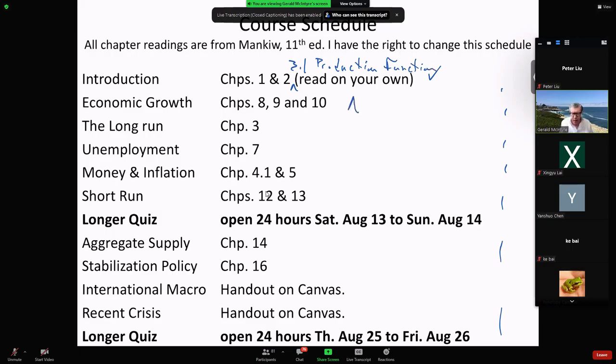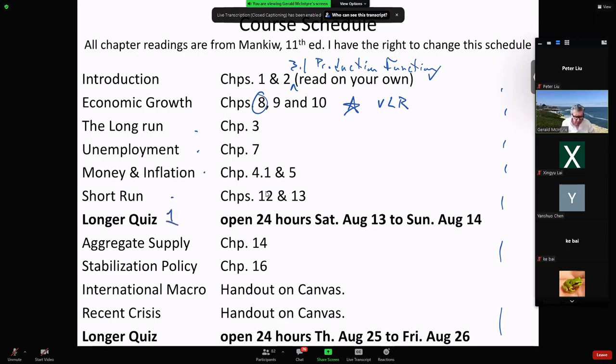But really, we're starting here, okay? And our start will be chapter 8. This is economic growth. This is what I call the very long run. In a way, we're working backwards. We're looking at the time period of 30, 50, 100 years, working backwards to the long run and then the short run. Right? We'll start with the very long run, all right? Then we'll look at the long run, unemployment, inflation, and then short run policy analysis.